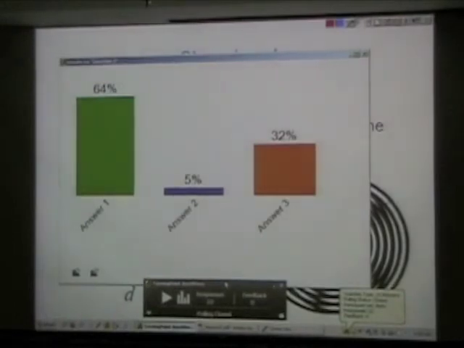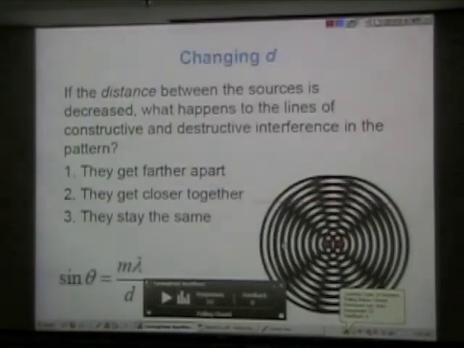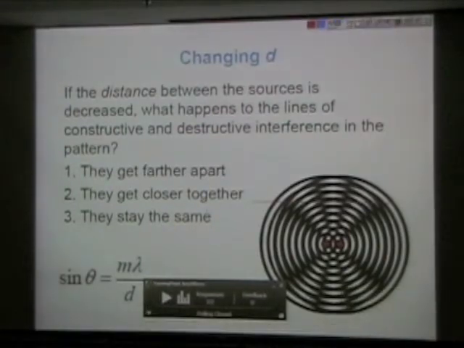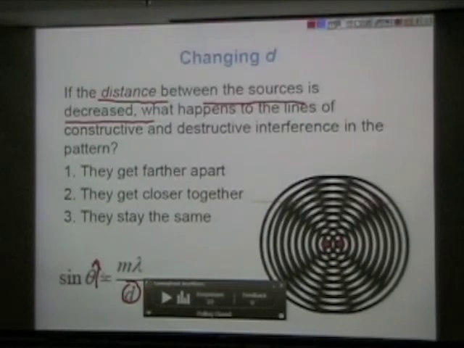Okay, now we have some division in your answers. Answer number 1 is the most popular, and that is the correct answer. If you look at this expression, when the distance between the sources increases, we are decreasing the denominator of this fraction, so the whole value of this fraction is supposed to be increasing. That means the angle gets larger, the picture is supposed to be wider, so they move apart.